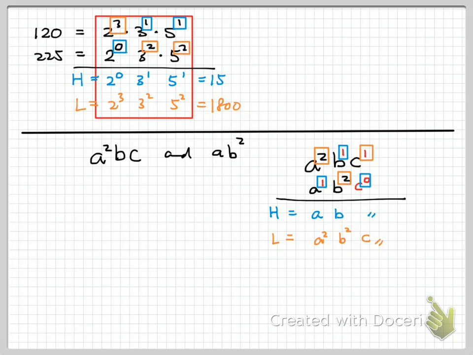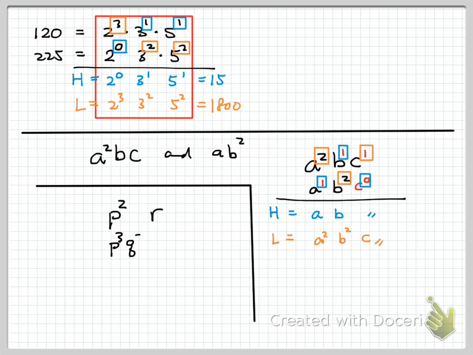Now you can apply the same idea when there are 3 terms altogether. Say we have 3 terms. One of them is P squared R, the other one is P cubed, Q cubed, R squared, and the third one is P, Q squared, R cubed. So we have 3 terms. And then to find the HCF, once again, we look for the smallest power in each column.